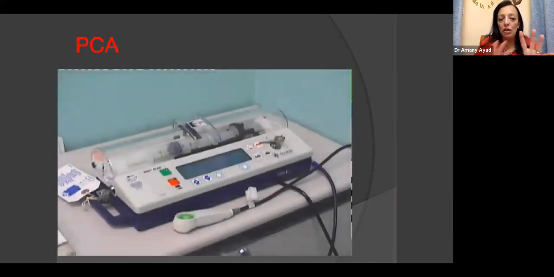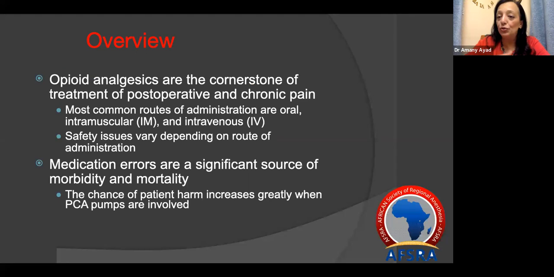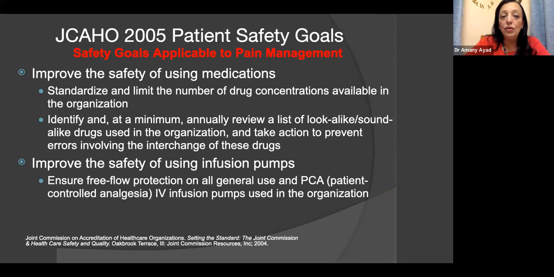I brought here just a small slide, very minimal slides about the PCA, because to some of our colleagues, it's like an intervention. PCA, of course, you're familiar with. We don't have to run through it, but I want to tell you about the JCI safety goals that could be applied to pain management, especially to the PCA.